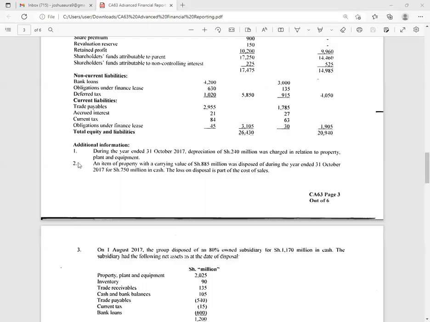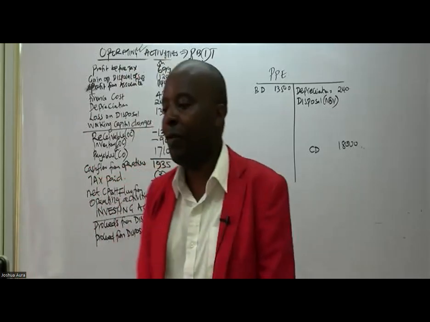They have told us here, note number 2, an item of property with a carrying value of 885 was disposed. I'm interested in this carrying value or net book value. So 885 is what I bring here.